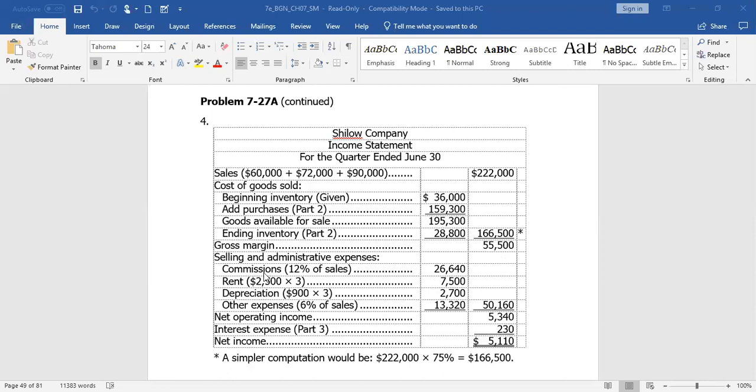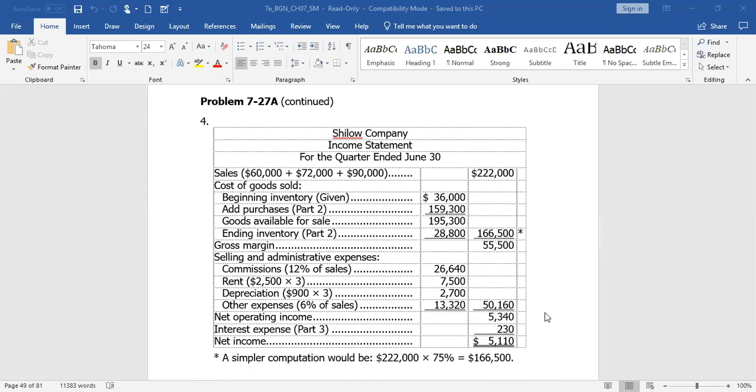Then list commissions, rent, depreciation, and other expenses separately. We'll take 12% of total sales, $26,640. 3 months of rent at $2,500 a month, $7,500. Depreciation, $900 a month. We bought the equipment in April, so there'll be depreciation on April, May, and June. And then our other expenses would be 6% of $222,000 in budgeted sales, $13,320. So total budgeted expenses, $50,160.